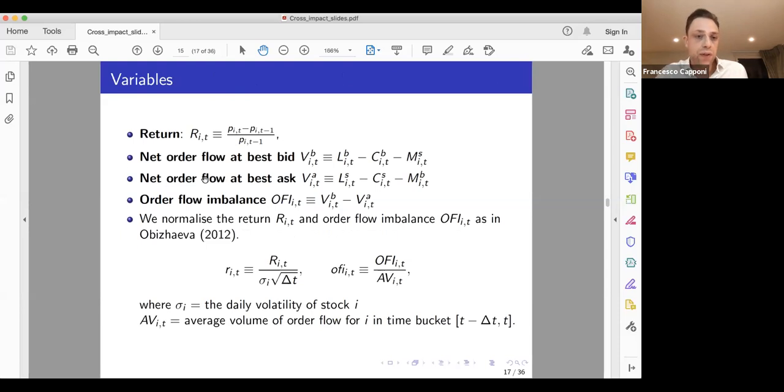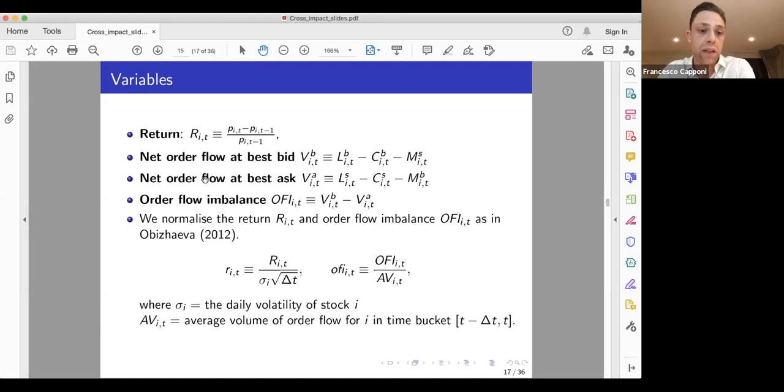So some definitions. The returns is a standard mid-price change. Then we have the order flow imbalance, which Rama discussed before. It's just the net order flow at the bid, which is the limit buys minus the cancellations minus the market sell orders, and the net order flow at the ask, which is kind of the symmetric: the limit orders at the ask minus the cancellations minus the market buy orders. So the order flow imbalance is the volume at the bid minus the volume at the ask as defined below, and it's a measure of net demand, basically.